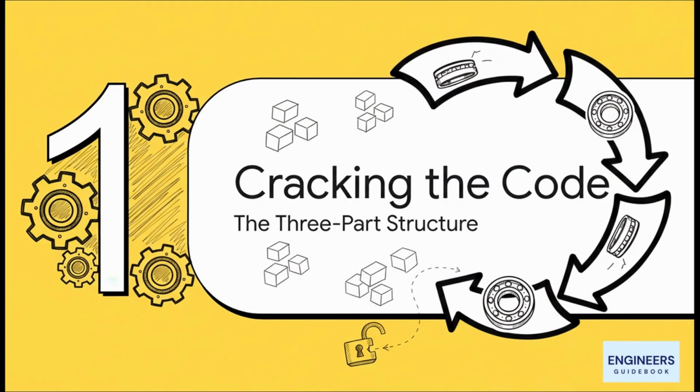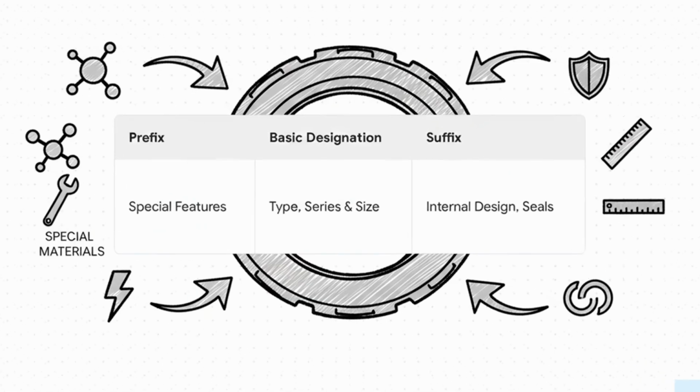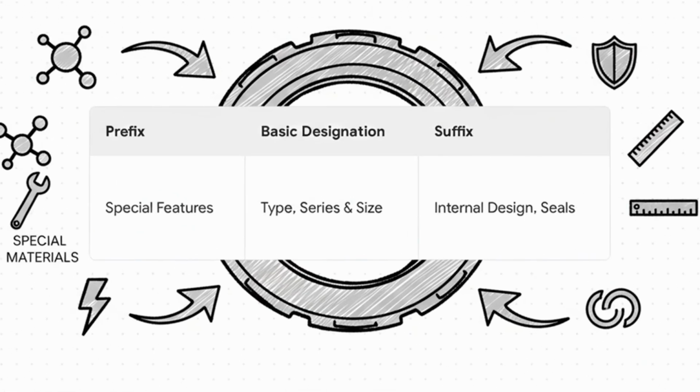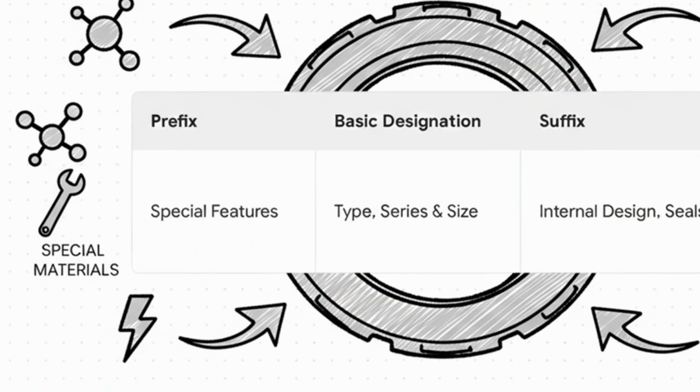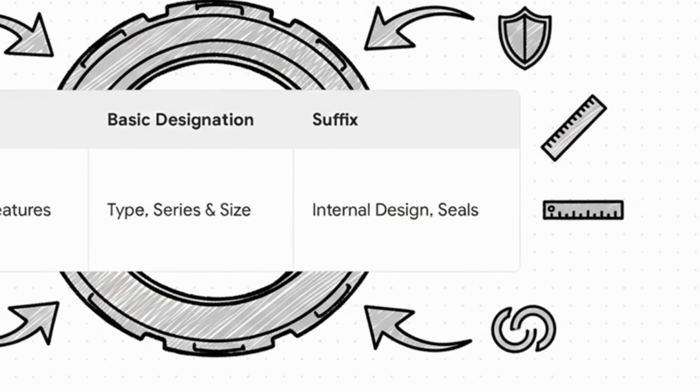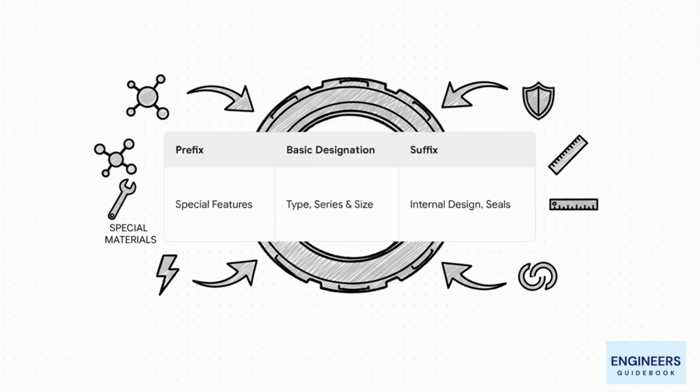All bearing part numbers, I don't care who the manufacturer is, they follow a consistent three-part structure. And here it is, the whole structure in a nutshell. Right there in the middle, you've got the basic designation. Think of this as the bearing's heart and soul. To the left, you have prefixes, which call out things like special materials. And over on the right, you have the suffixes, which detail all the optional extras. We're talking seals, internal clearance, precision, you name it. It's just a beautiful logical flow from general to specific.